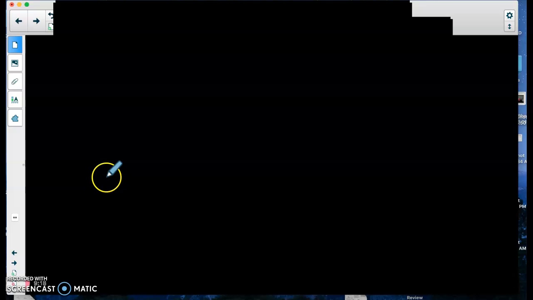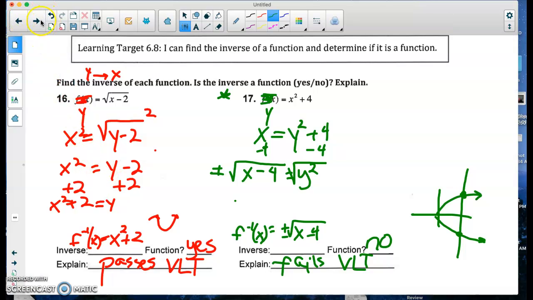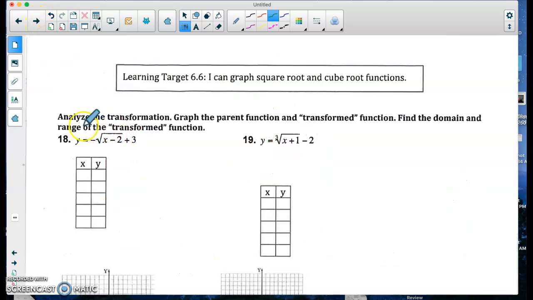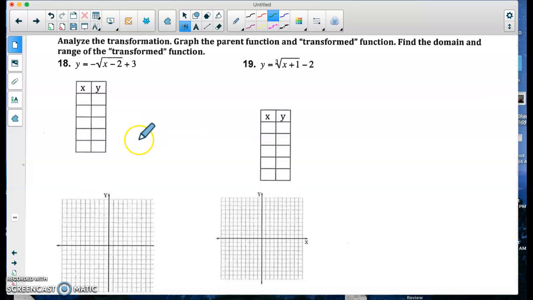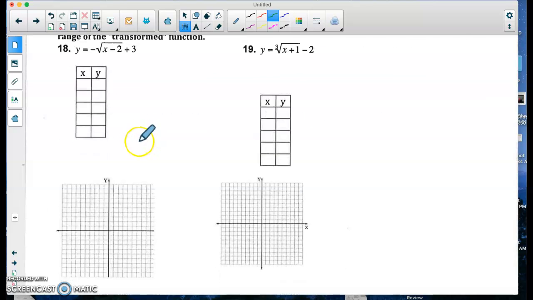Okay, all right, I'm going on to our last page. Our last page, we are graphing. We have our two different types of graphs, and we do both of these in two different ways. We are going to graph a parent graph and the transformed graph. When we are doing square root graphs, here are the numbers that you're always going to use for x.